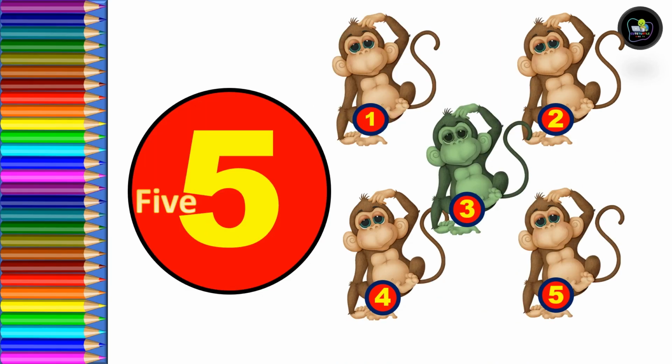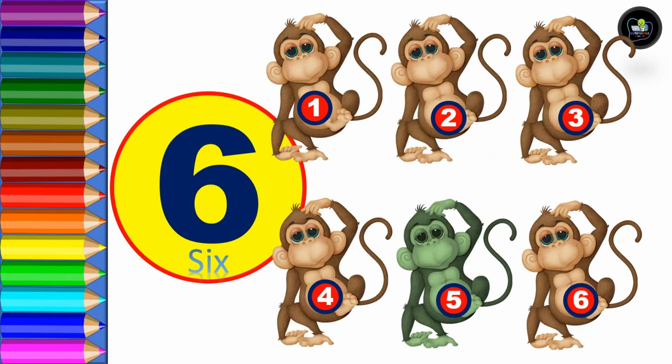Next 5. F-I-V-E. 5. 1, 2, 3, 4 brown monkeys, 1 green monkey. Total 4 plus 1 equal to 5.